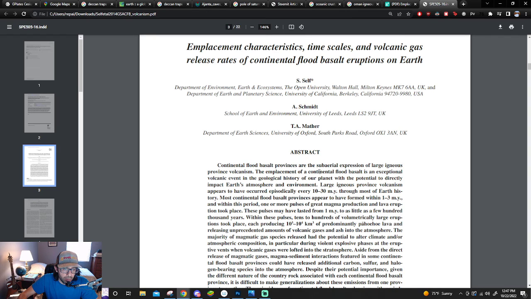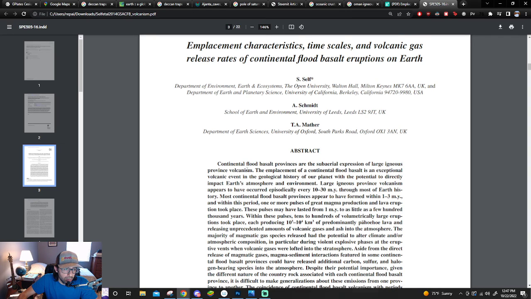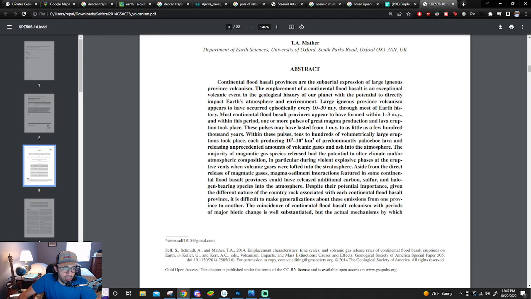The emplacement of a continental flood basalt is an exceptional volcanic event in the geological history of our planet with the potential to directly impact Earth's atmosphere and environment. Large igneous province volcanism appears to have occurred episodically every 10 to 30 million years. Interesting. It's like the radioactive decay sequence through most of Earth's history. Although I don't know about this statement.